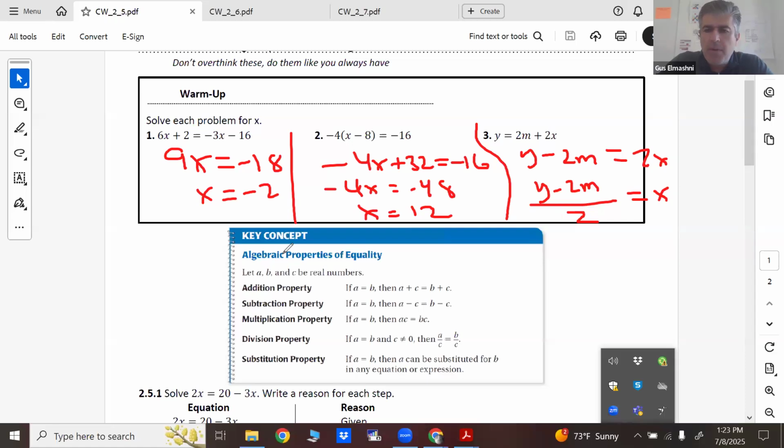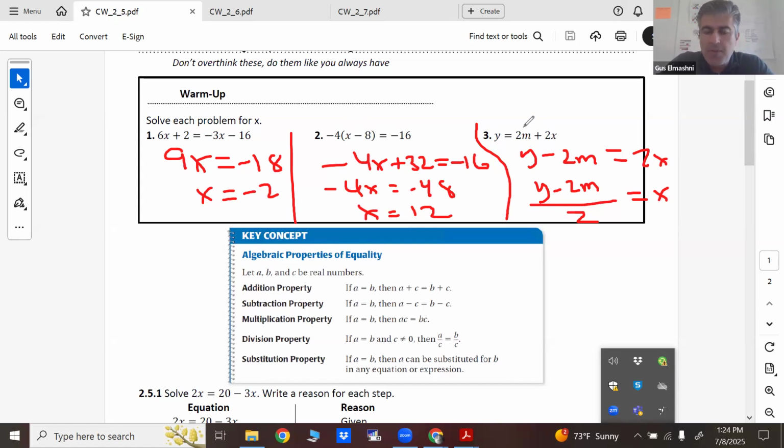So if you think about what we're doing here algebraically, like for number 1, we're adding 3x to both sides and dividing by 9. We're actually using the addition property because we're adding 16 to both sides, and then the division property because we're dividing by 9. Or for 2, we're using the distributive property, distributing the negative 4, subtracting the 13, divided by negative 4. So essentially, we're using all these steps to prove why x equals a certain number or a certain expression.